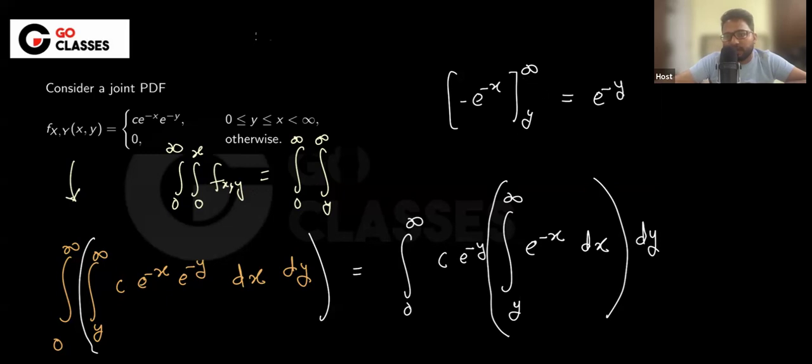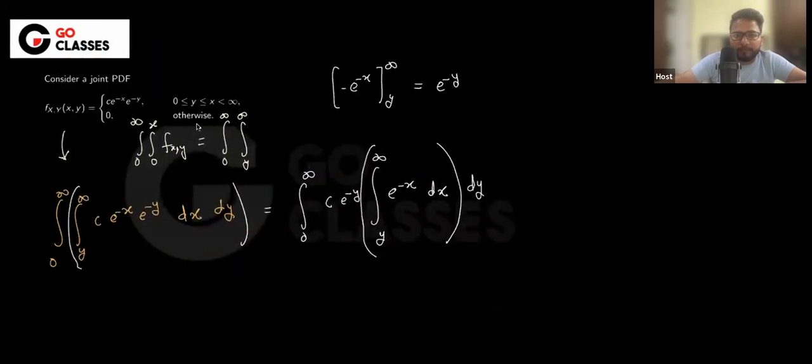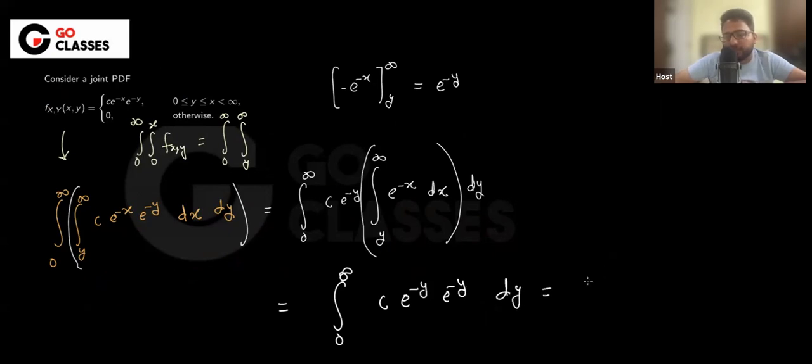So I think if you put infinity here, then it will be 0. And if you put y here, with minus and minus making plus, it will be e power minus y, right? So now, since you have got this e power minus y, then you can do 0 to infinity c into e power minus y into e power minus y, dy, which is nothing but c into e power minus 2y dy.